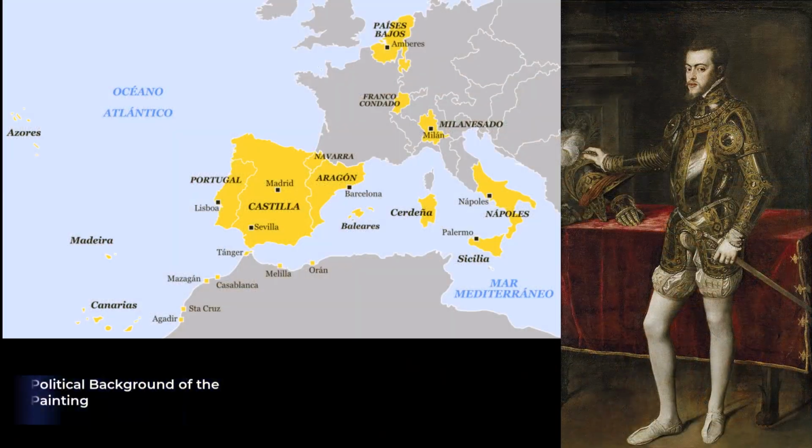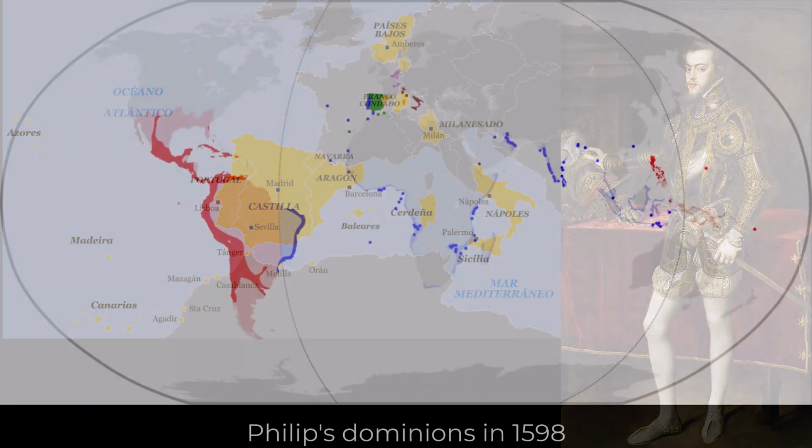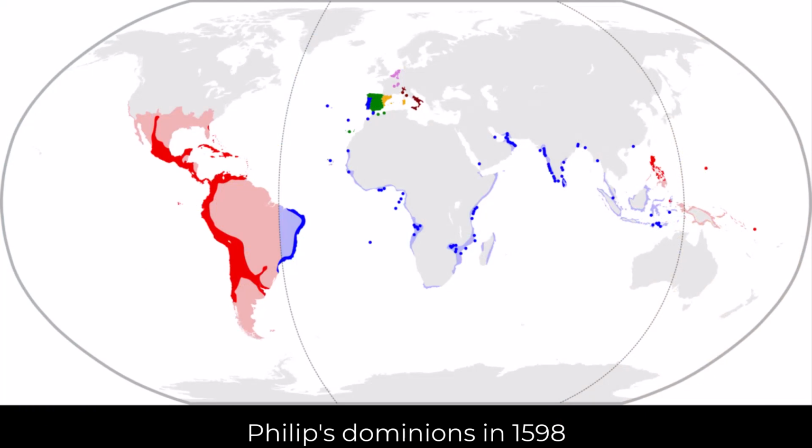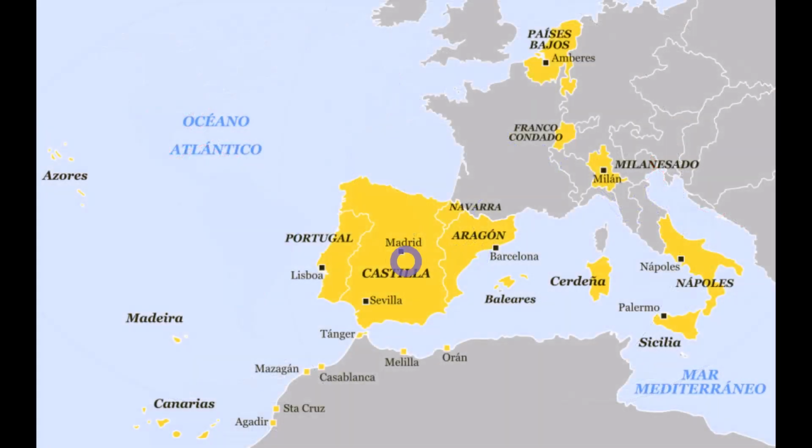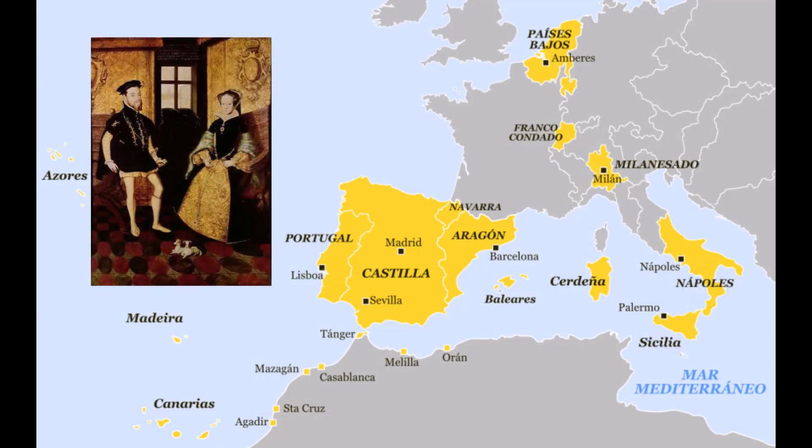Bruegel lived in the Netherlands during the rule of Philip II of Spain. This made the Netherlands part of the Habsburg Empire, which stretched onto every known continent. When Philip was crowned King of Spain, he was also King of Portugal, King of Naples and Sicily, and due to his wife, Queen Mary Tudor, King of England and Ireland.